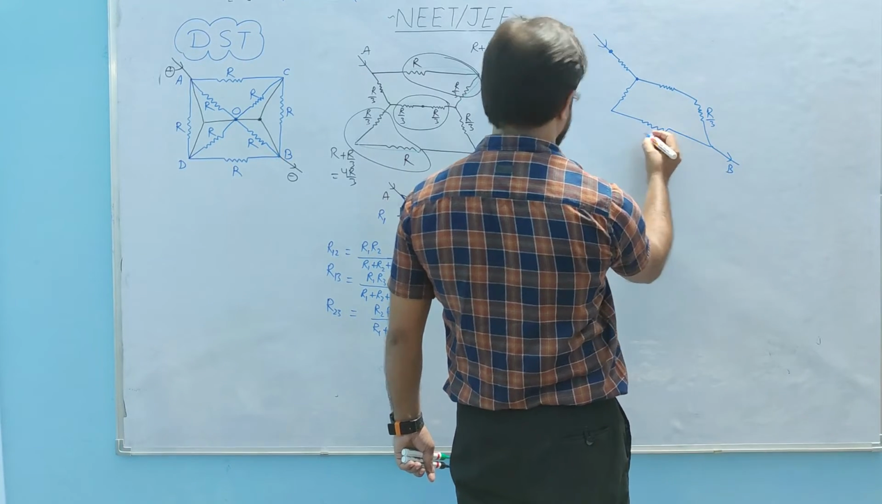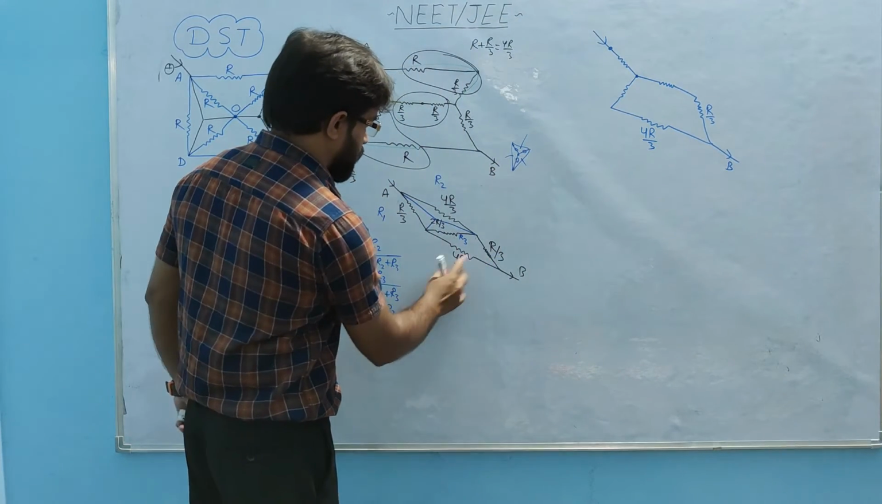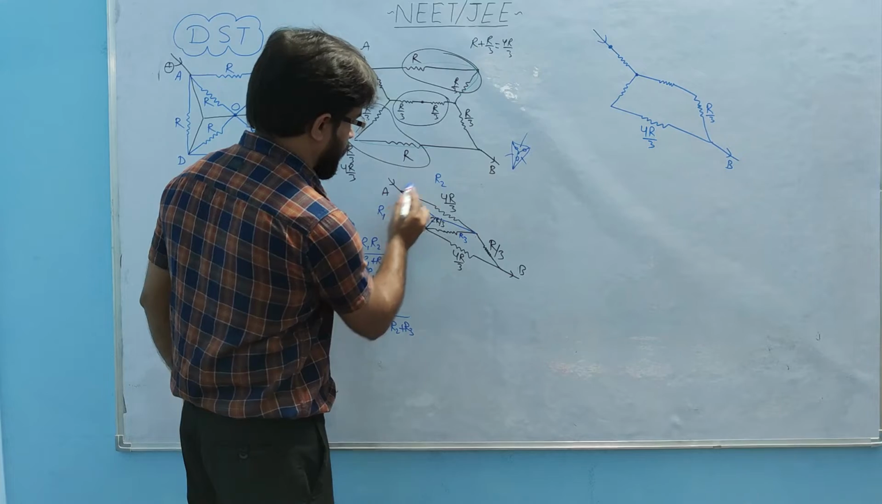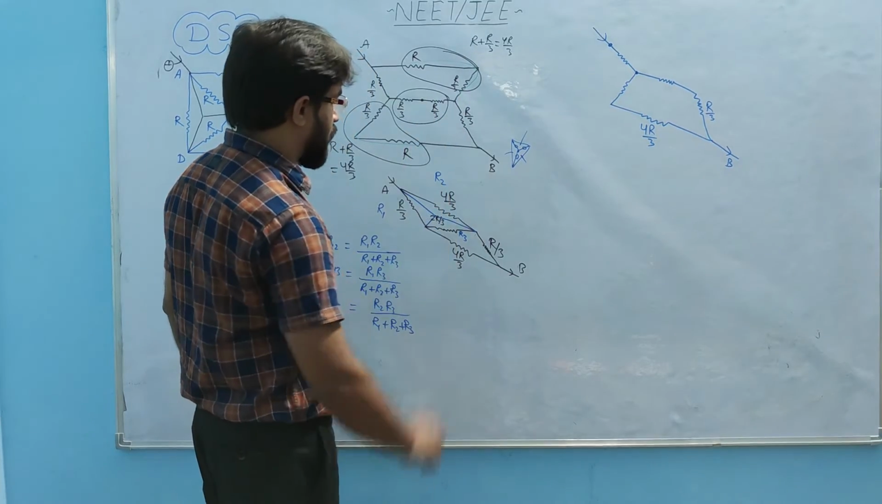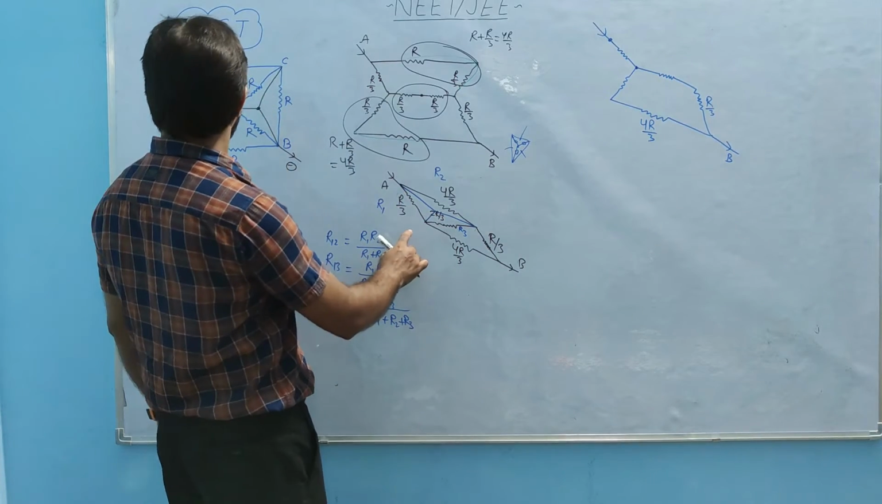This is R by 3 and this is still 4R by 3. These two, this R as it is. These three were creating a delta, now they are converted into a star, and these values would be different now. So I am mentioning these two points.